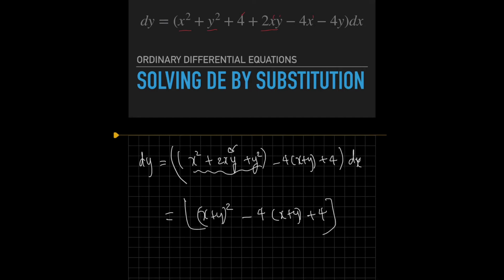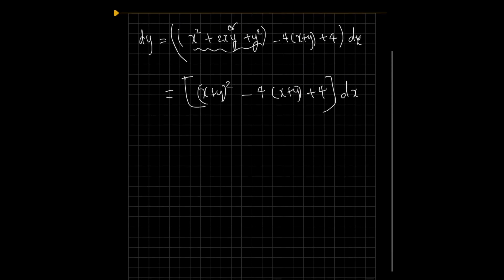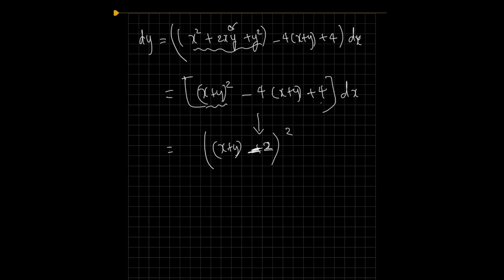Now, what we have here is, again, a perfect square. Do you see that? This is squared here, and this is a perfect square. So it's of the form u squared minus 4u plus 4, right? So actually, this can be written as x plus y, that's the first part, minus 2, squared. Look at that. It looks very nice if written this way.